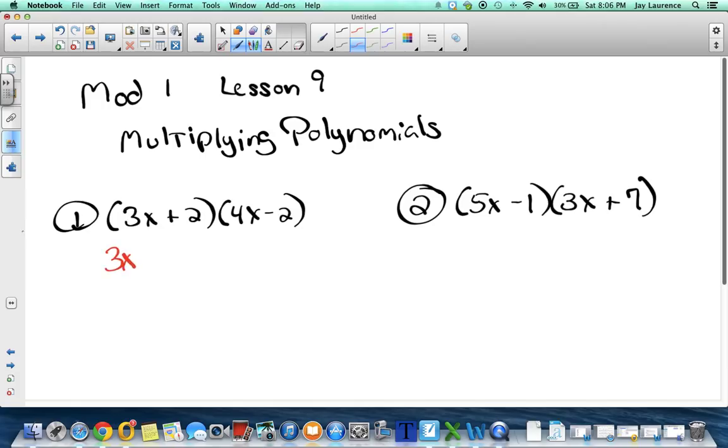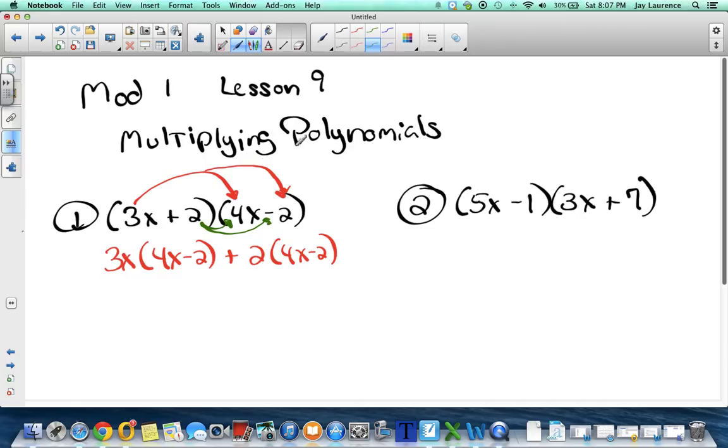I'm going to go 3x times the quantity of 4x minus 2 plus 2 times the quantity of 4x minus 2. See, I'm actually just distributing. I'm multiplying 3x by the whole quantity, and then I'm going to multiply the 2 by the whole quantity. I broke it apart as two problems so you could see what was happening. Is it required to break it apart? Not necessarily. Some of you are going to say, hey, you better break it apart because you're going to get it wrong. All right, I'm going to distribute now in this quantity.